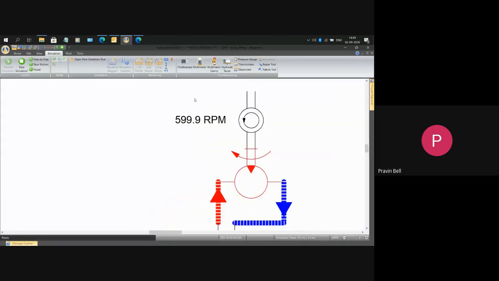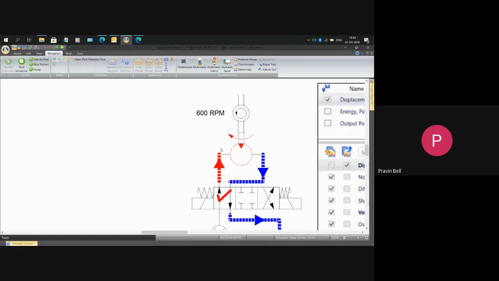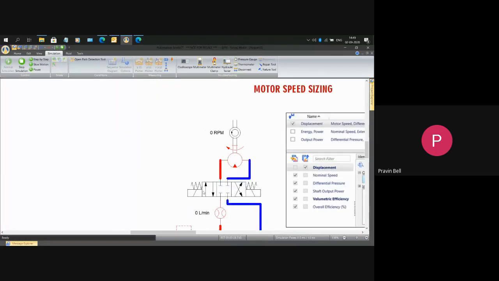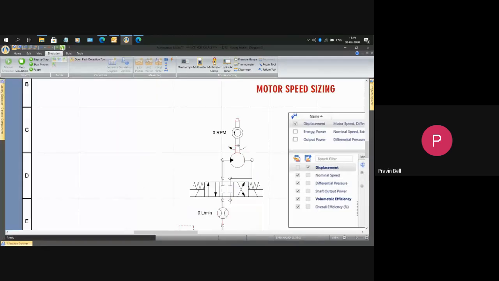You'll see the motor is operating at 600 RPM. So what did I do? I went to the motor. For the motor to operate at 600 RPM, I asked the software, what is the displacement required from the pump? Then I went to my pump and I told my pump, please give a displacement of this particular value. And I solved my particular problem here in 2 or 3 easy steps. So this is how you do sizing based problems in Automation Studio.